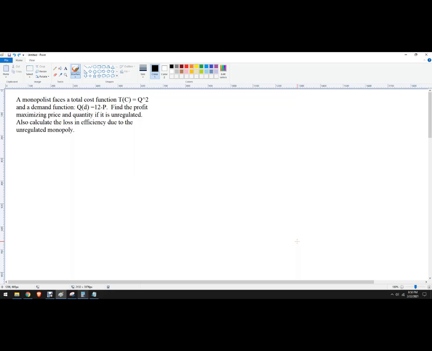Hello, let's solve this problem. We've got a monopolist, which just means monopoly firm, facing a total cost function of q squared and a demand function of, well, that. Find the profit maximizing quantity and price if it is unregulated. Also going to calculate the loss and efficiency due to an unregulated monopoly.